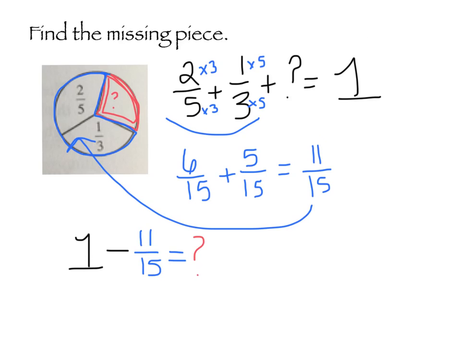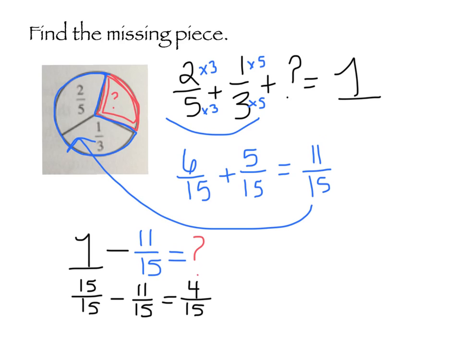I'm going to rewrite 1 as 15/15. And the reason I do that is because if you look at the fraction we're subtracting, we want it to be out of 15ths. So with common denominators here, I have 15/15 minus 11/15, and I just subtract across, I get 4/15.